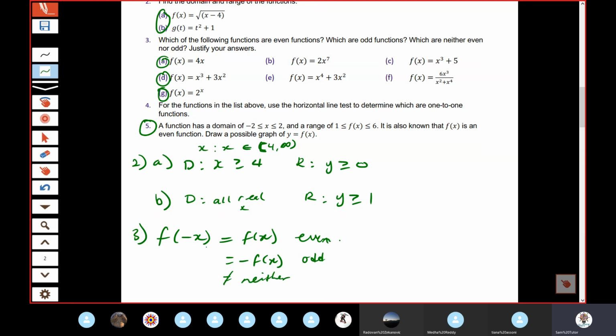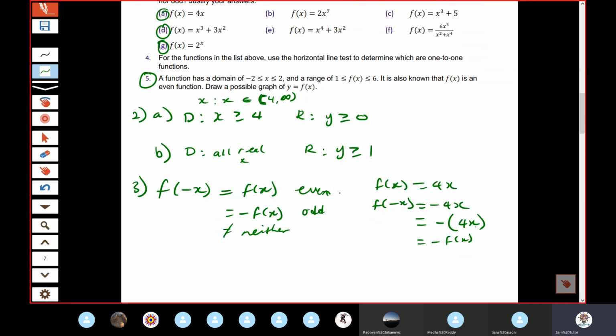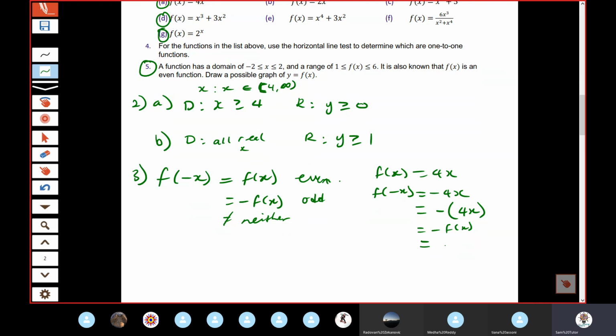So sub it in, gives you the original, even. Not, force out the negative. Odd, great. Not, neither. Let's go. f of x equals 4x. So sub in f of negative x, gives you negative 4x. Is that the original? No. Force out a negative. It is the negative of the original. So guess what? It's negative f of x, which is odd.